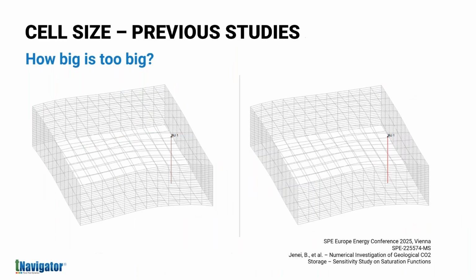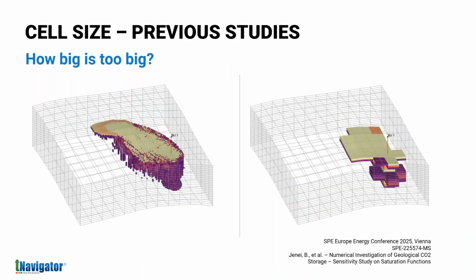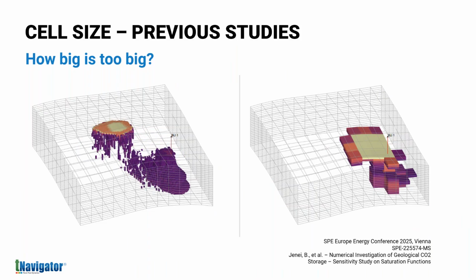So how big is too big when it comes to cell size? These are two models compared with one another from a paper of Yene et al. and some of our colleagues from the SPE Europe Energy Conference in 2025 in Vienna. And on the left-hand side, we have a fine grid. And on the right-hand side, we have a coarse grid. And you can see the impact very clearly in this nice little video. So this is to make the point that at some point you stop seeing some of these effects if your grid is too coarse.